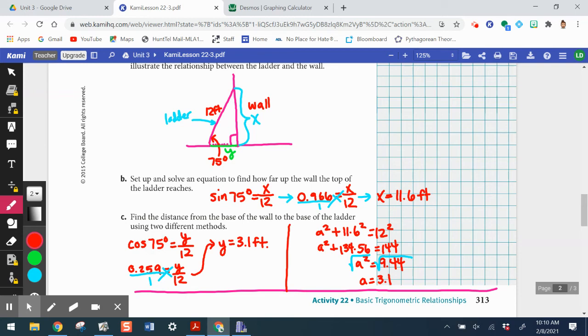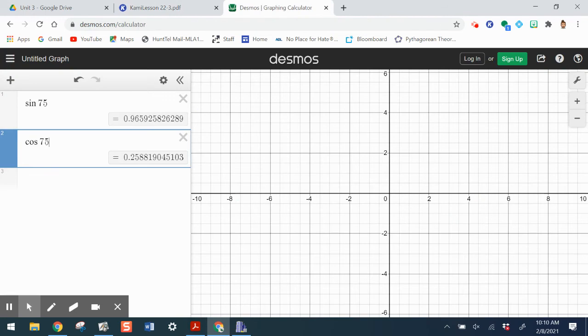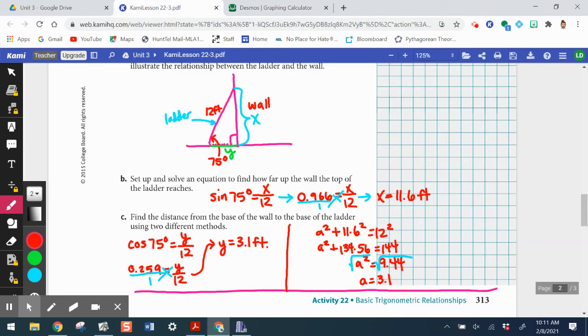So if you notice, I found the decimal approximation of cosine of 75, which is 0.259. So I replaced cosine of 75 with 0.259. Wrote it as a proportion and cross-multiplied and solved.